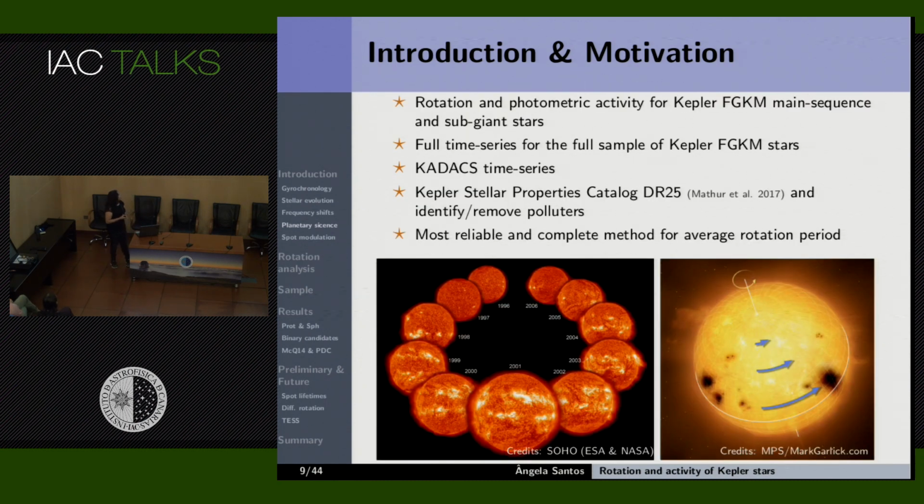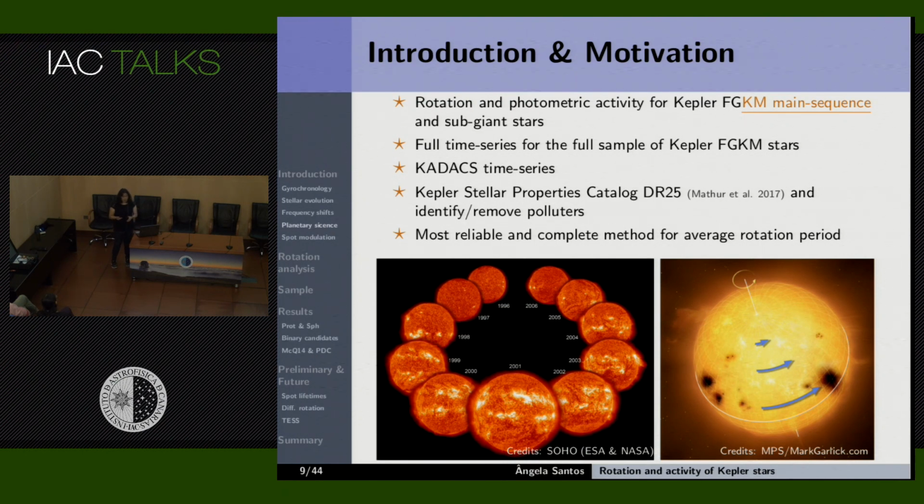And we plan to measure rotation and photometric activity for all F, G, K, and M main sequence stars and subgiants observed by Kepler. And we have been focusing first on the K and M main sequence stars. So today I'm going to show only the results for M and K stars.